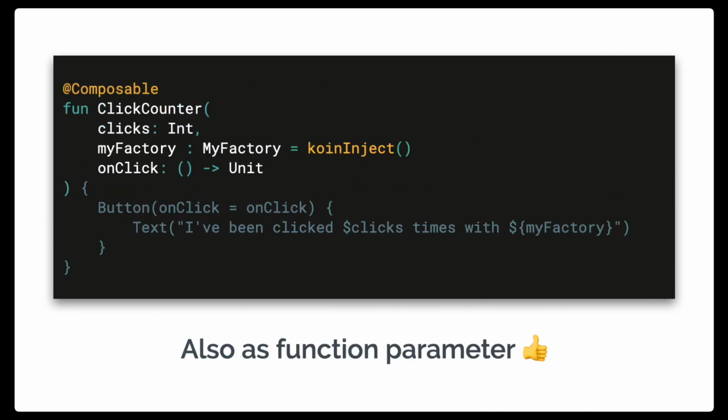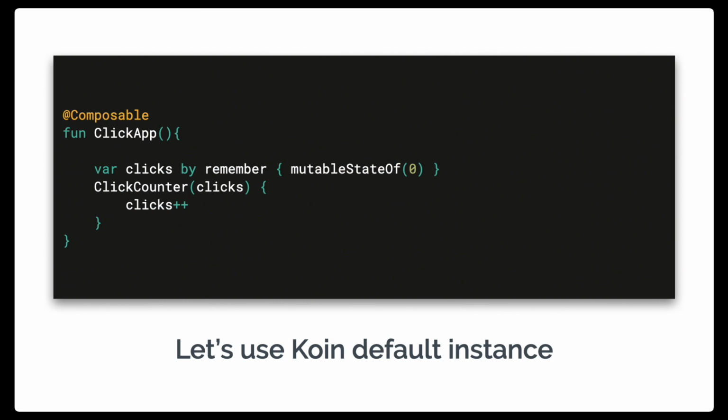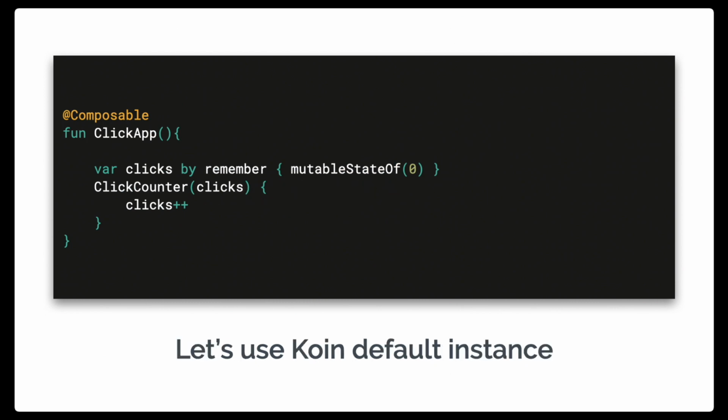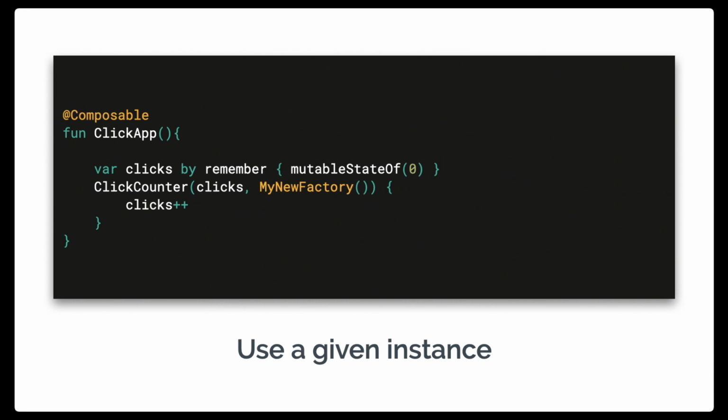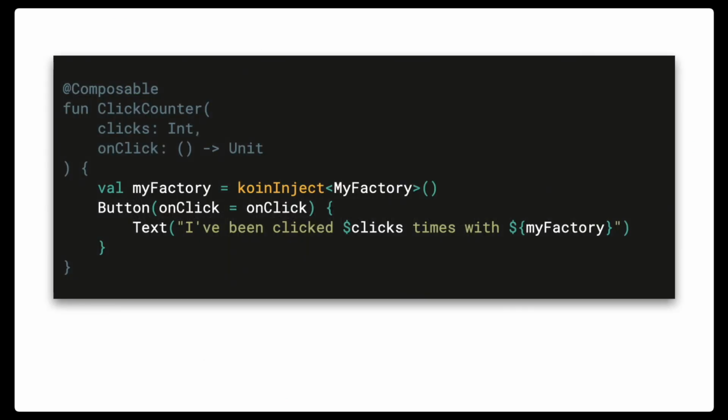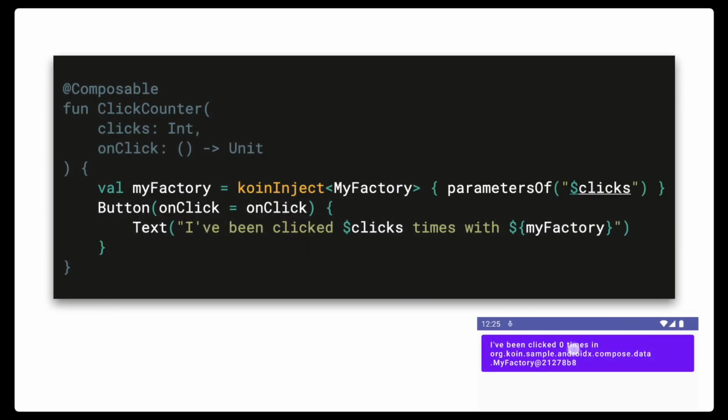You can use Koin inject inside your function as a default value parameter. That means that you can pass any parameter to your function if you want the default value to use Koin, or in test or any custom case, you can pass any parameter here. How can you trigger a composing injection? You can do that by triggering parameters inside the injection.